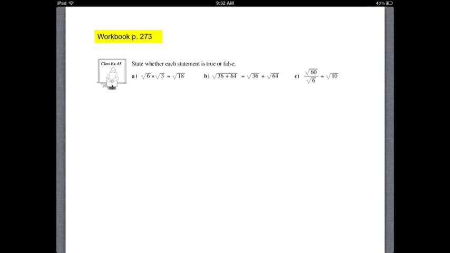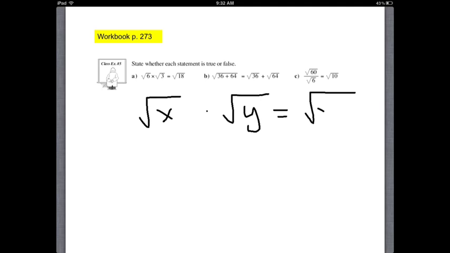When dealing with radicals, there's a few rules you have to keep in mind. If you multiply or divide radicals, that's okay. So for example, if we have the square root of x times the square root of y, you will get an answer of the square root of x times y.